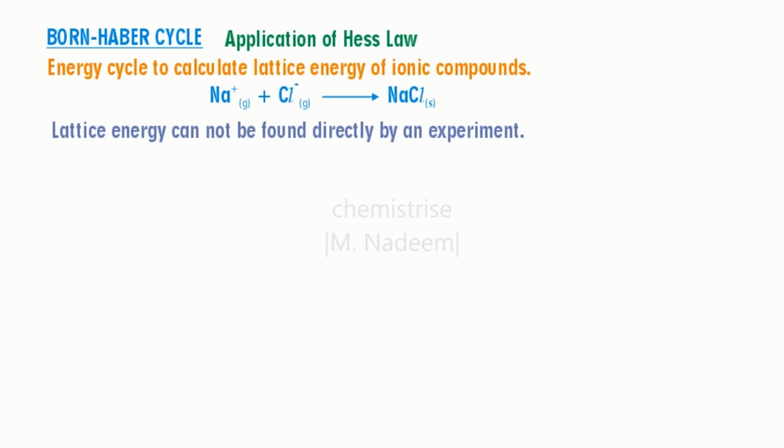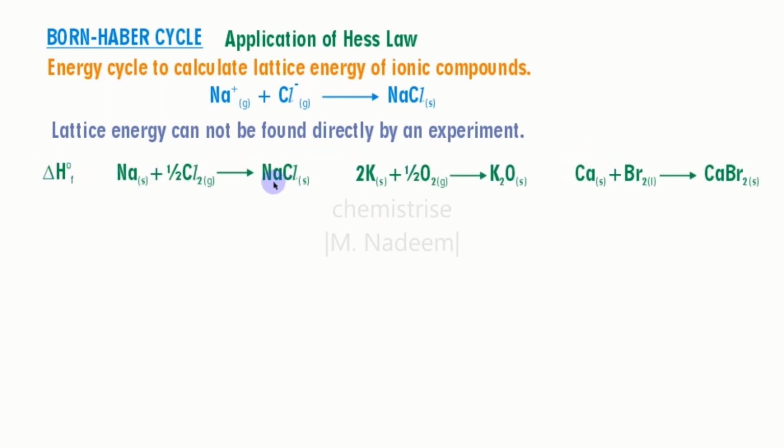The first enthalpy that we need is enthalpy of formation. Enthalpy of formation is the enthalpy change when 1 mole of a compound is produced from its elements. It can be potassium oxide, sodium chloride, or calcium bromide, whatever they are.